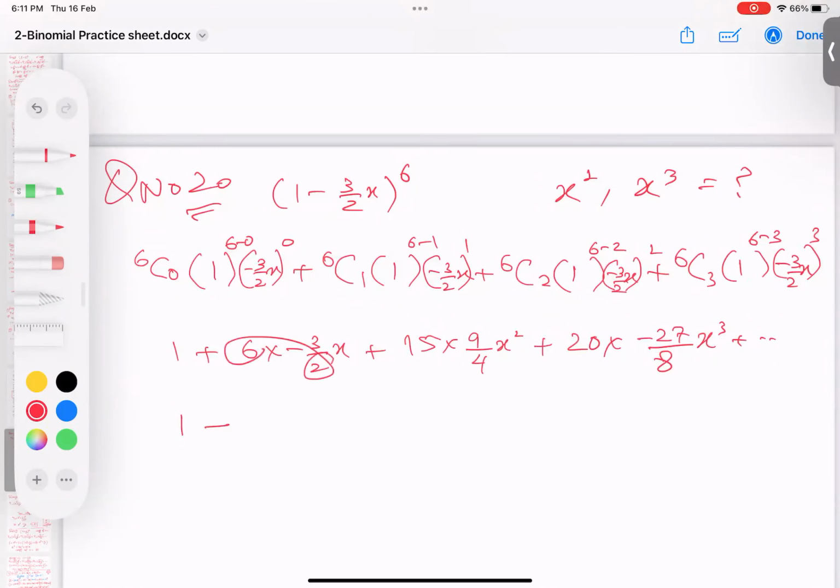And the 2 with this, so I got a negative 9. And here is coming 15 times 9, and it's 135 over 4, x to power 2. Another part, 20 times 27 divided by 8, it's giving again 135 but by 2, x to power cube, and that's it.